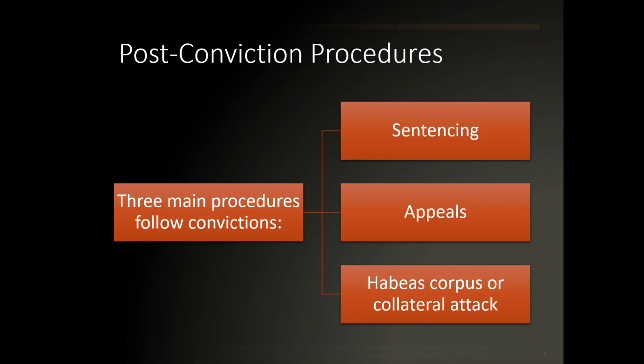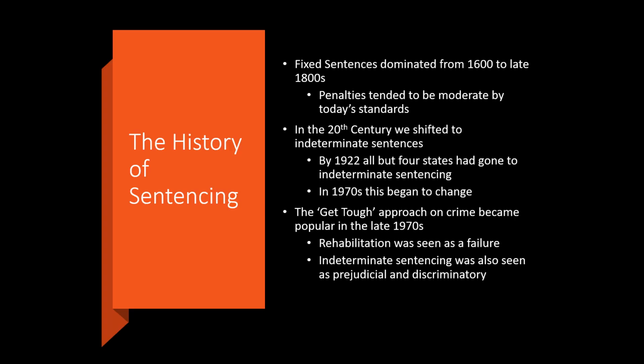So here they are. Sentencing: you've been convicted, let's see what sentence you get. Appeal: you've been convicted, you've been sentenced, you don't like it. And then this collateral attack, this habeas corpus. We'll take each of those in some detail, but first, as any good liberal arts course would do, we've got to give you a little history of it.